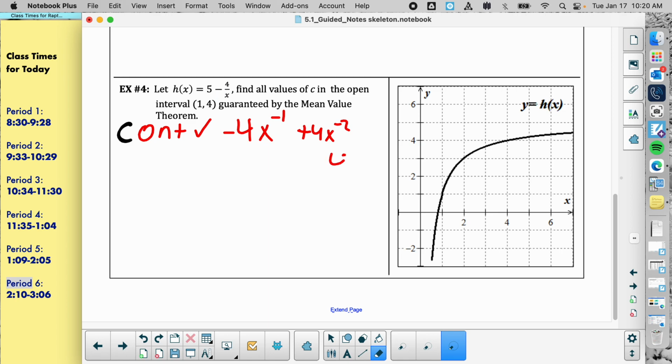So which values are undefined in the derivative? 0. Same one. Okay, so it is differentiable from 1 to 4 because 0 is not in 1 to 4. Nice. So continuous check, differentiable check.